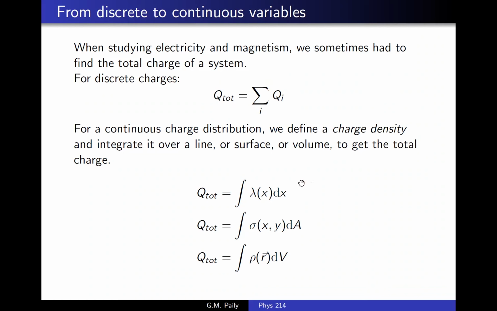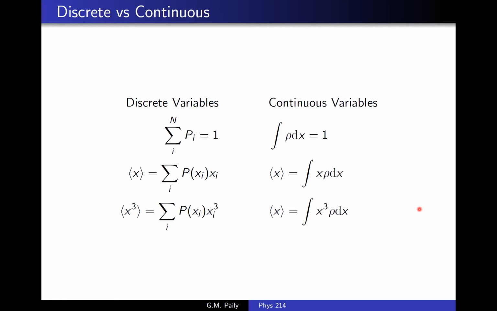So if you had a charge spread over a line, and you talked about the linear charge density lambda, which might be some function of x, you would integrate over that line. If you were talking about charge spread over a surface, you talked about the surface charge density, sigma, and integrated over that area to find the total charge. And if you were dealing with a volume charge density, then you would integrate over the volume to get the total charge. So similarly, with probability, we will define a probability density, and we'll denote that by rho.